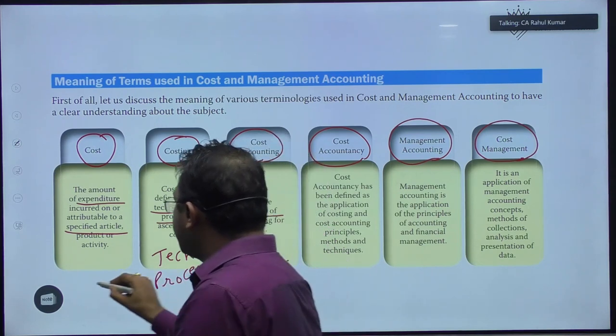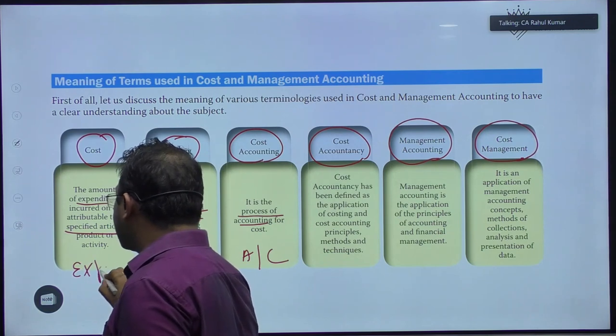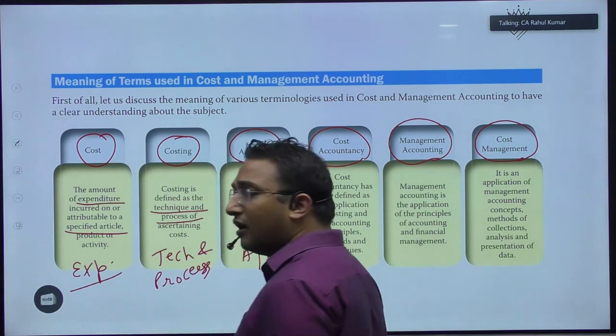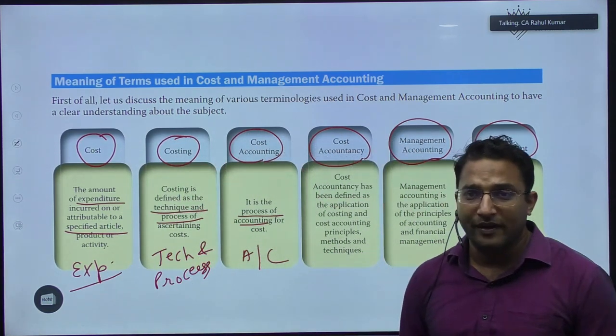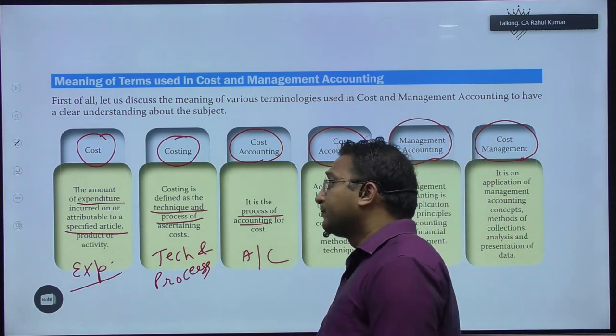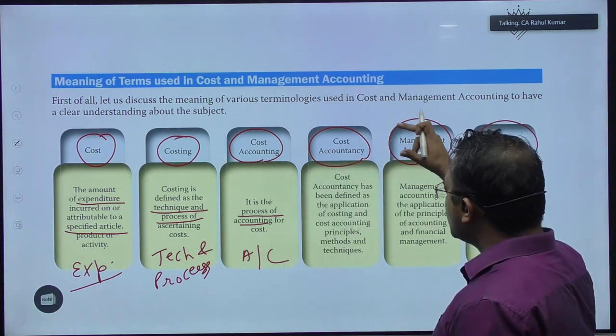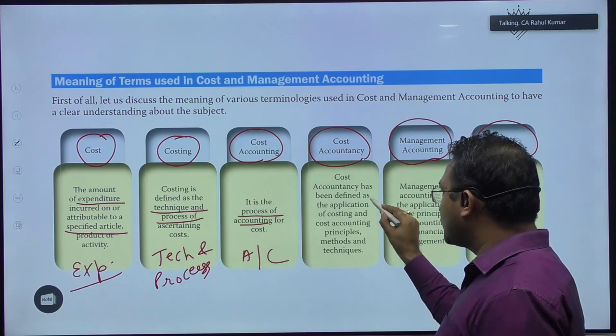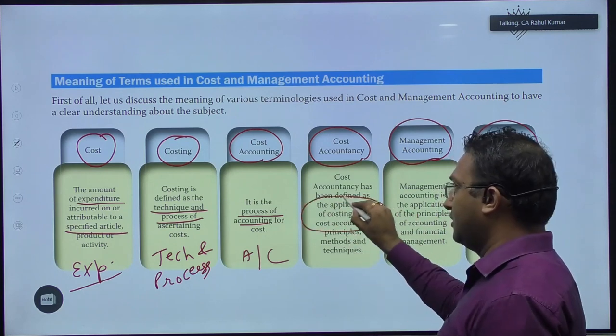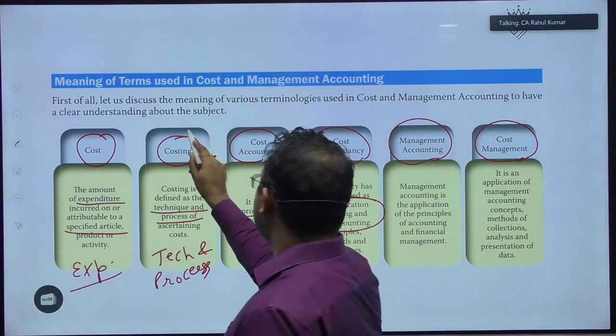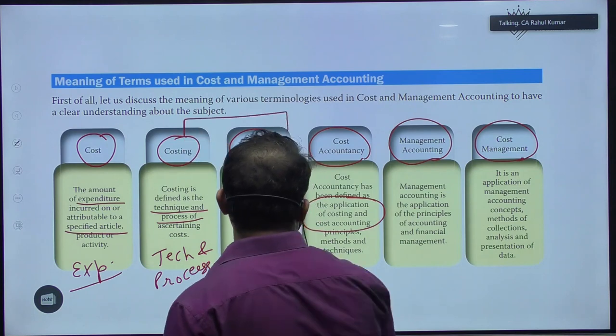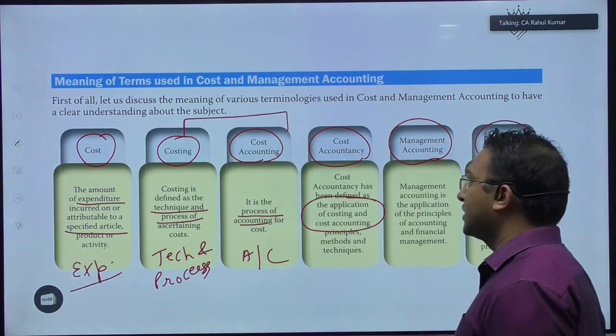And cost is basically the expense. How much is the expense which is incurred because of a particular activity, because of a particular product, or because of a particular article, right? Cost accountancy is the application of costing and cost accounting principles, methods, and technique. This is the cost accountancy.